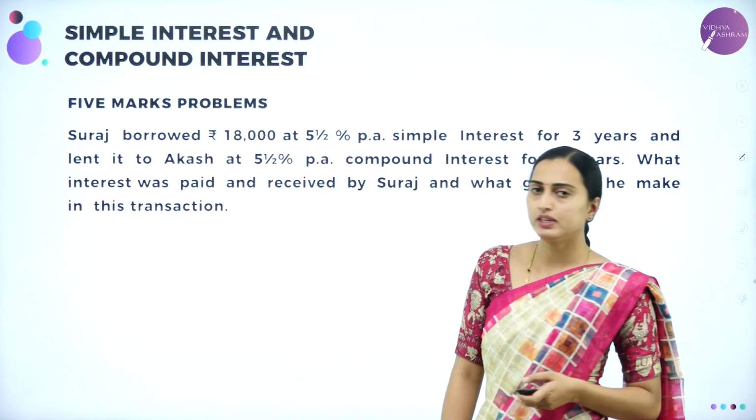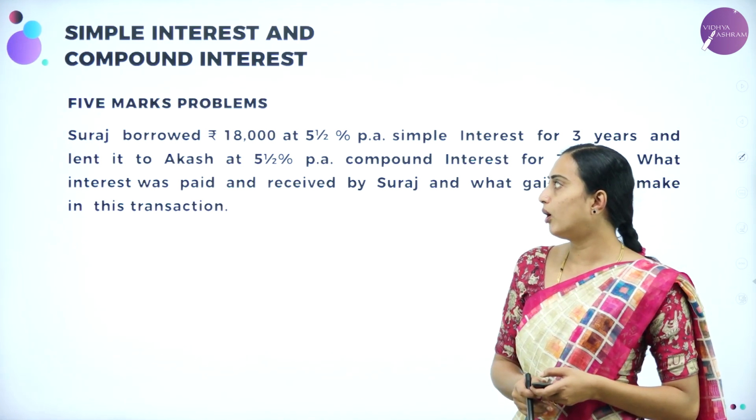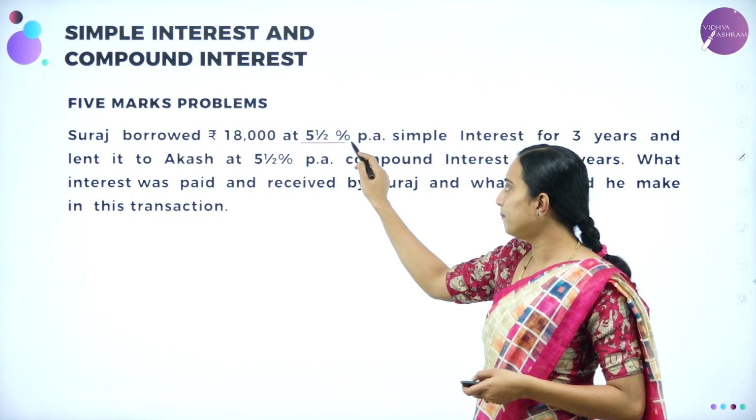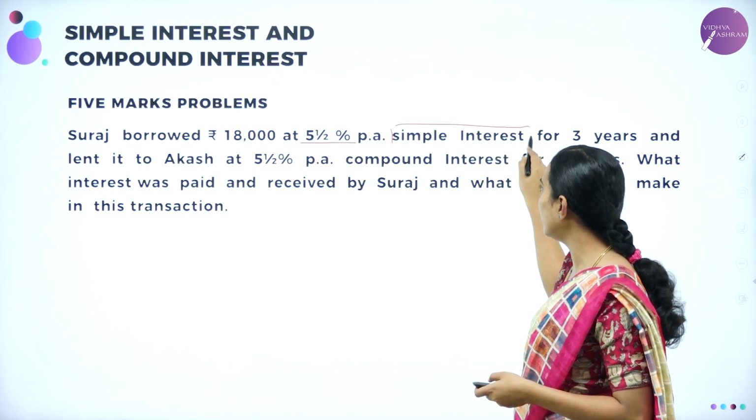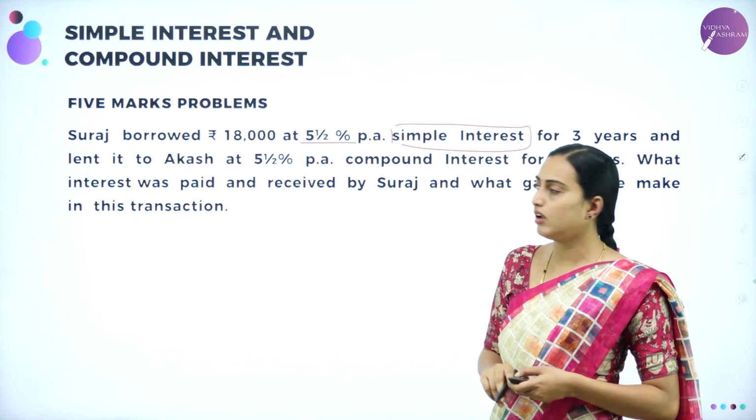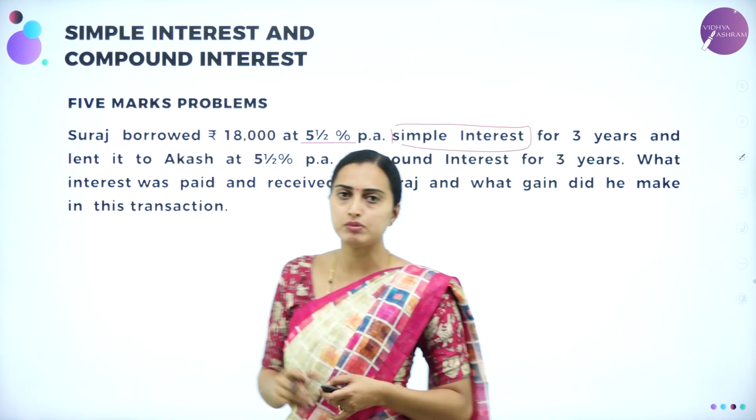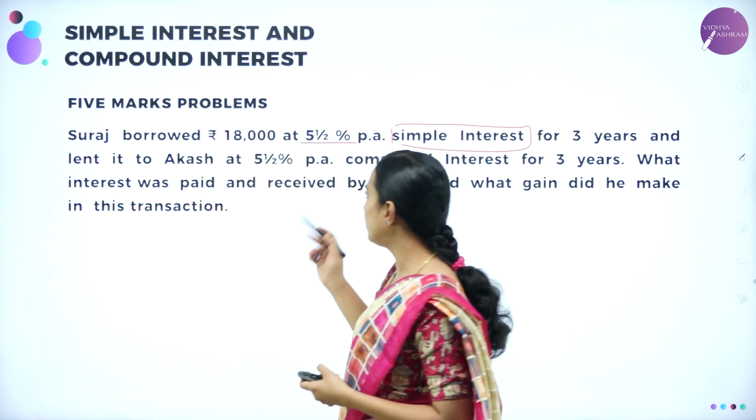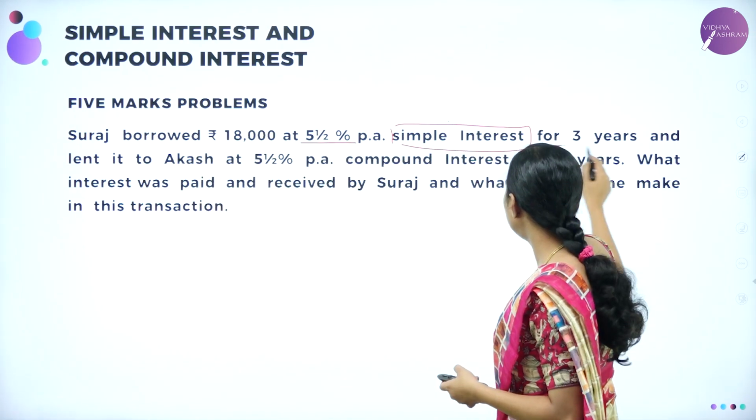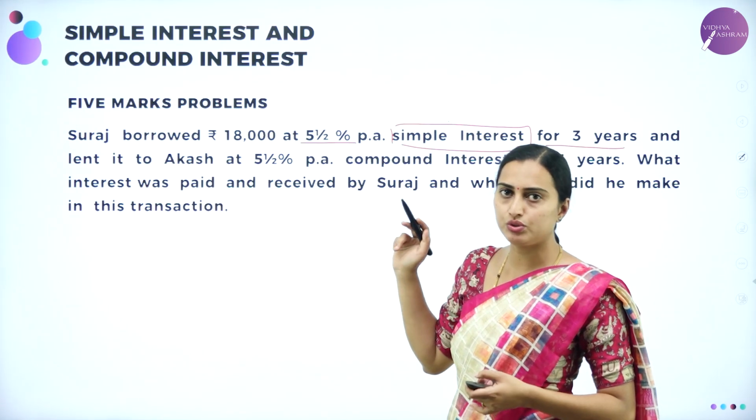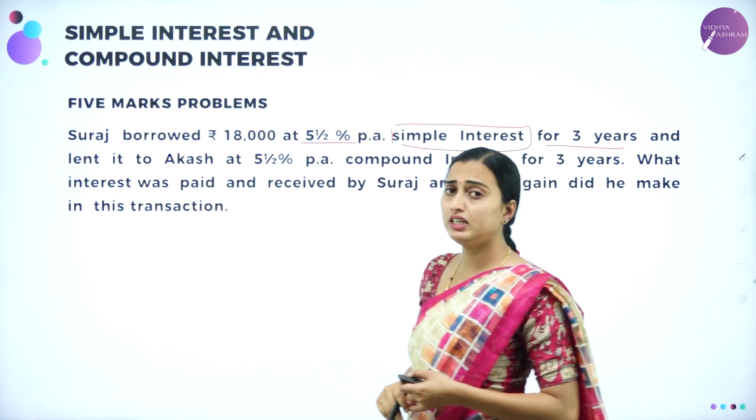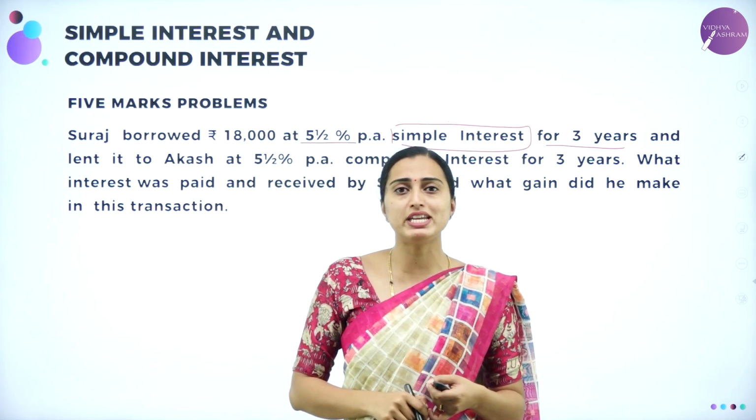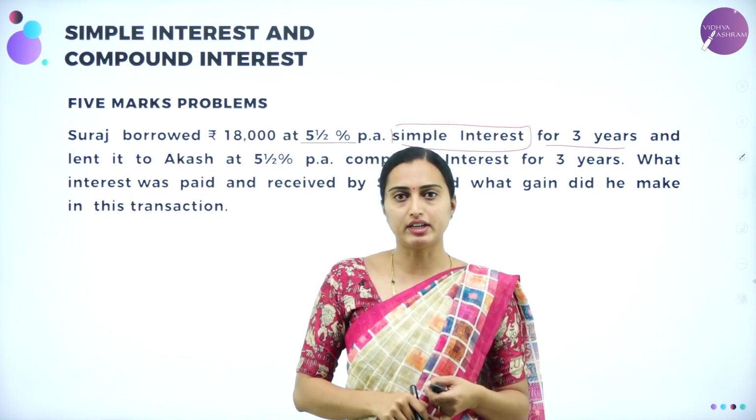The first problem is like this. Suraj borrowed rupees 18,000 at 5.5% simple interest. Okay, so simple interest is going to be taken for rupees 18,000. That means P is equal to 18,000, and R will be equal to 5.5% for 3 years. So N will be equal to 3 years. Here in the simple interest, what is the simple interest formula? It is given by SI is equal to PTR divided by 100, isn't it?